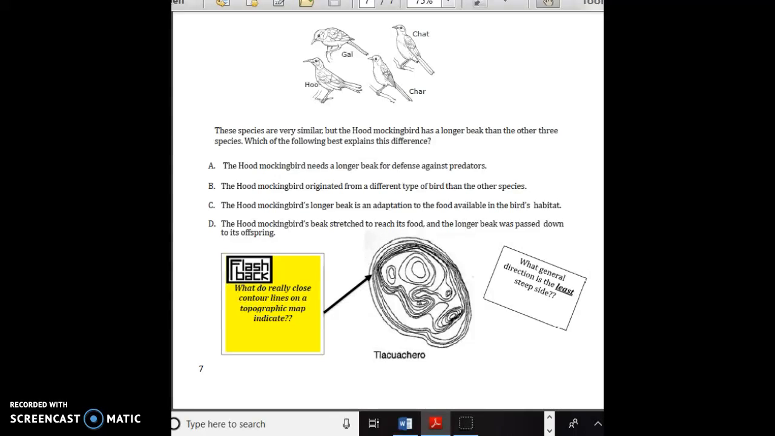Okay, and the last thing was just a flashback. What do really close contour lines in a topographic map indicate? All these really close lines right here, remember the distance between each line is, let's say, 20 meters. So if these lines are 20 meters here, 20 meters here, that's really close to each other, so that tells us very close intervals like that equal a very steep area.